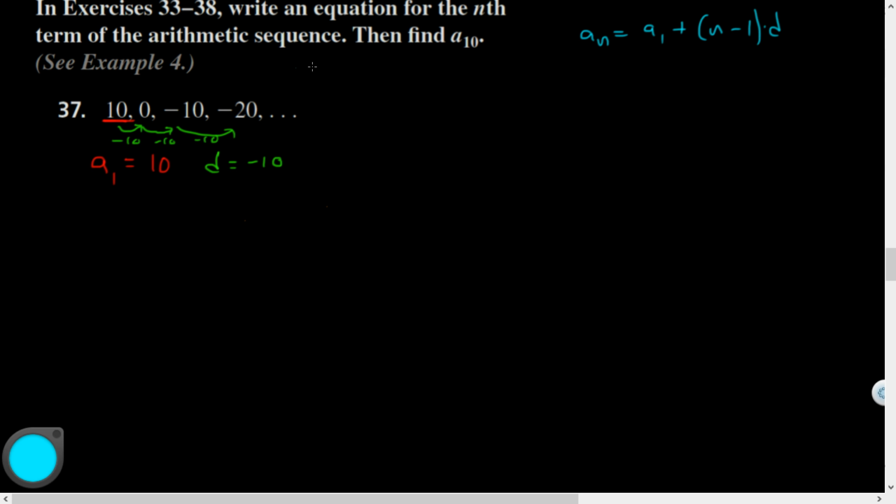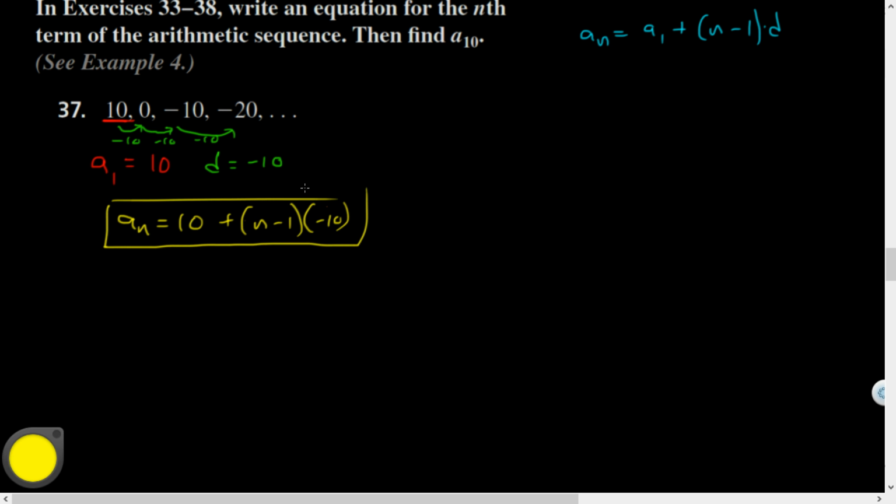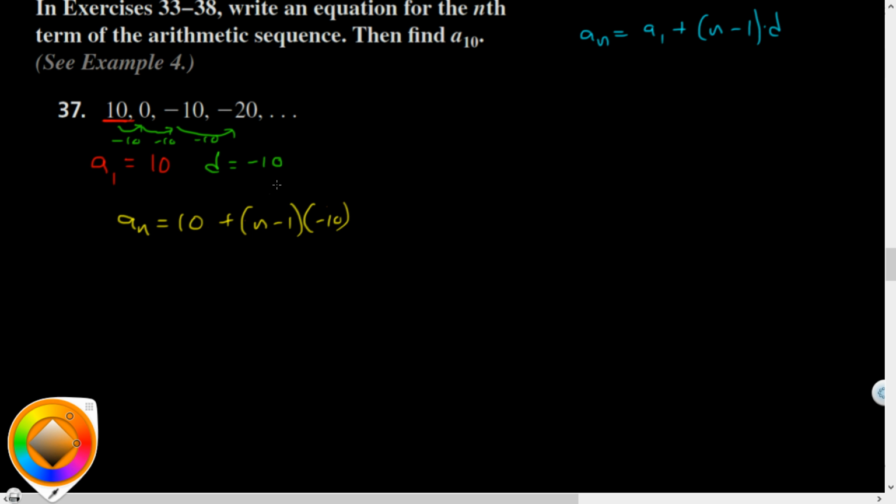So for part 1 of this, I'm just going to write my equation. So a sub n is going to equal a sub 1, which is 10, plus n minus 1 times d, which is negative 10. So I'll write that in parentheses so it doesn't look like subtraction. I want it to look like multiplication. So this is the equation. And then we probably could simplify that, which I think is what they had us do in the example.